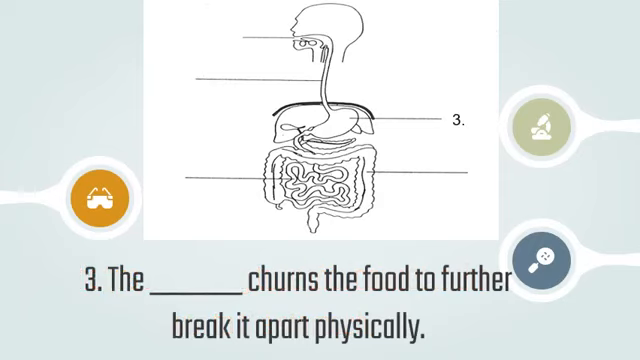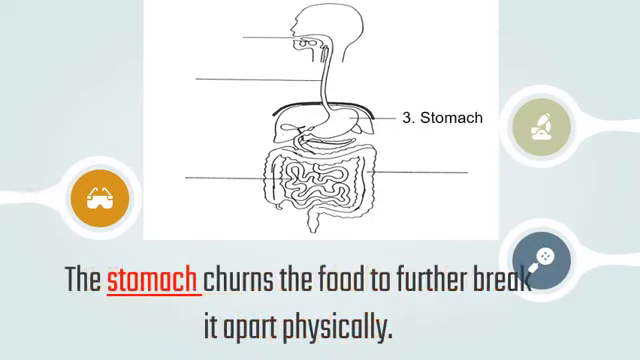Number 3. The blank churns the food to further break it apart physically. Again, let's read. The blank churns the food to further break it apart physically. So you look at the picture. What part of the digestive organ is that where the food is churned? Very good. The answer is stomach. So the stomach churns the food to further break it apart physically. Let's read again. The stomach churns the food to further break it apart physically.